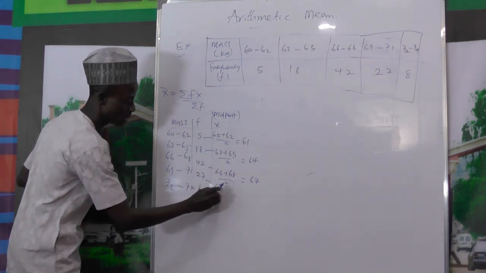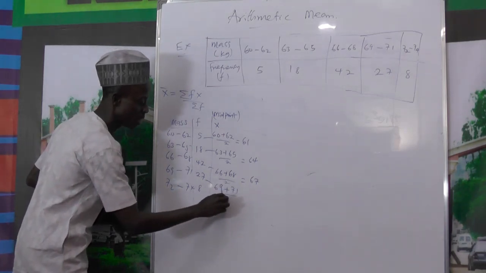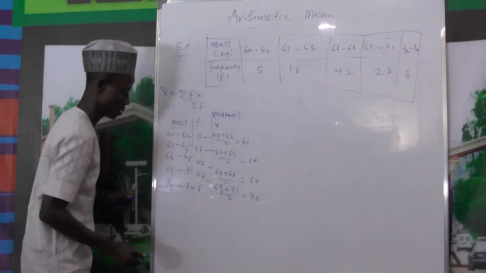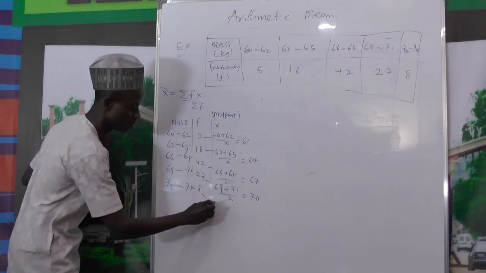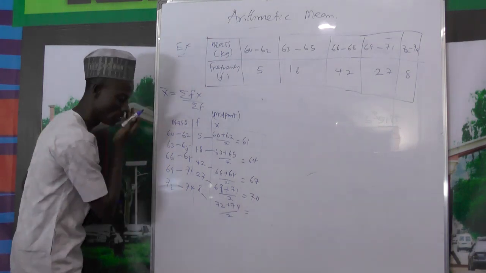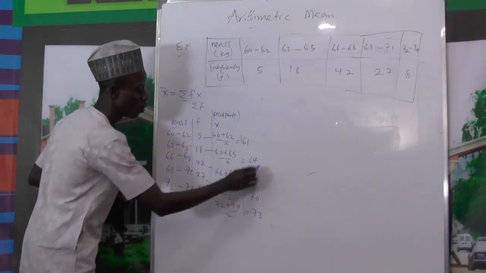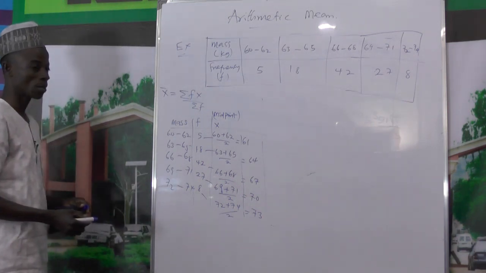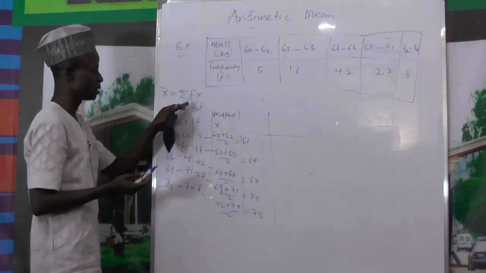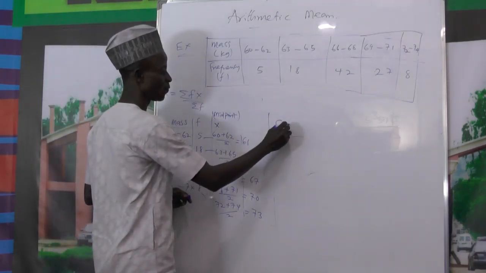So the next one will be 69 plus 71 divided by 2, which will give us 70. Then the last one will be 72 plus 74 divided by 2, which will give us 73. So all these will now form our x. So the next step is multiplying your f and your x. So this will now be the column of fx.